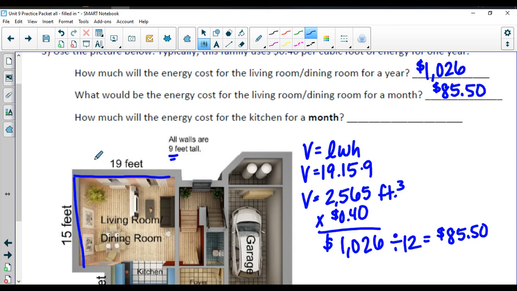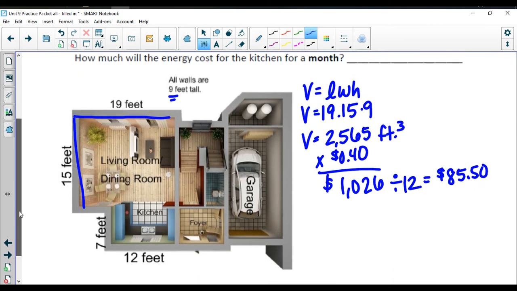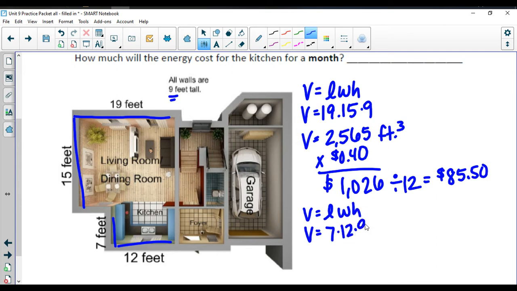We're going to jump in. We're going to figure out the kitchen here, and we're looking for just a month. So for the kitchen, we're 7 by 12. So our volume is length times width times height. So 7 times 12 times the height of the walls, which is 9, is going to give us 756 cubic feet.